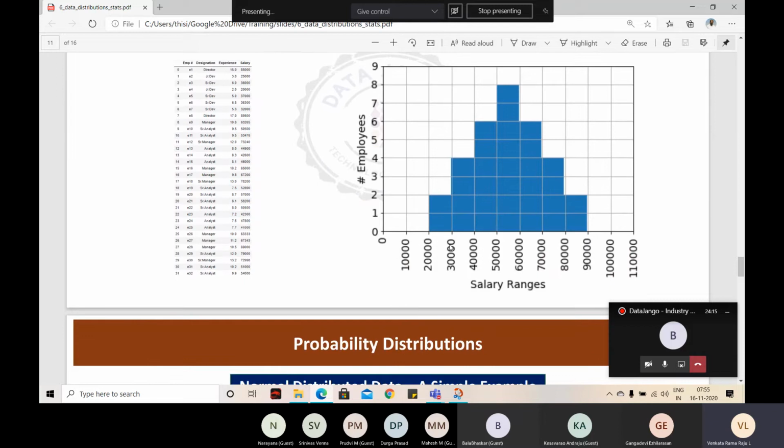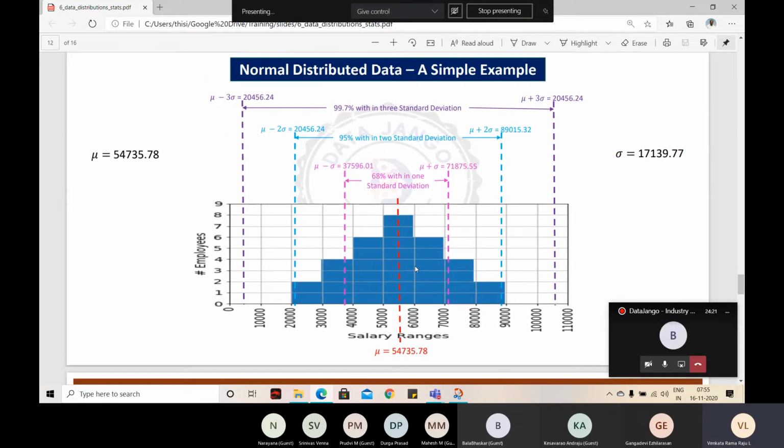So 68% of the employee salaries should be within 1 standard deviation. I calculated the mean and standard deviation to try to see whether it is happening or not. 37,596 and 71,867 are the numbers.